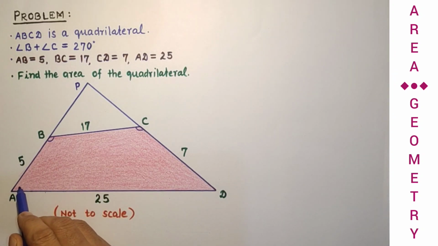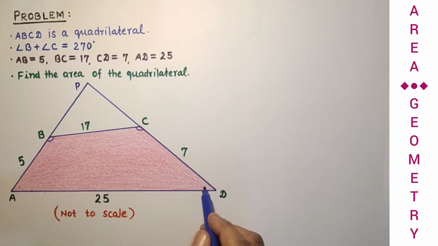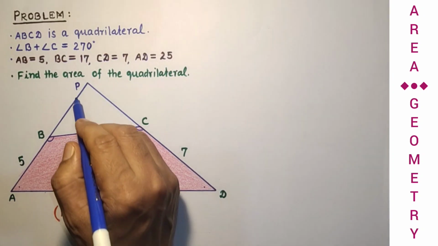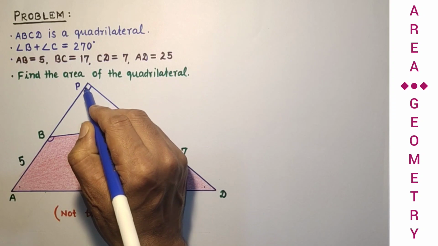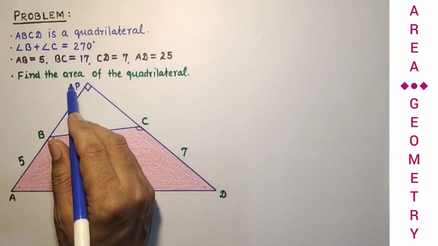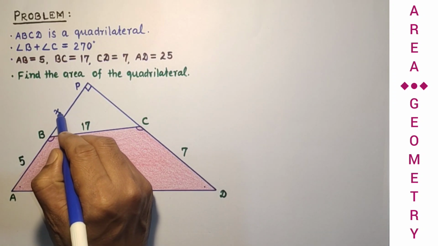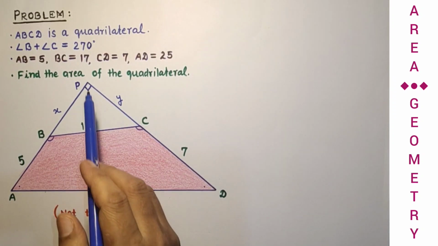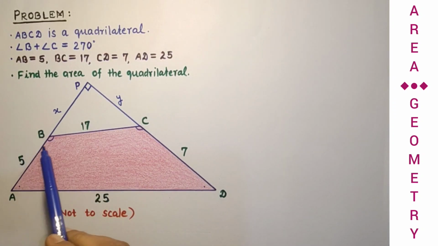Since the sum of these two angles is 90, because the sum of these two given is 270, so this is 90, therefore this angle will be 90 degrees. So triangle PAD will be a right angle triangle, and we can use Pythagoras theorem here. So let us suppose this PB part is x and this PC part is y. We have two right angle triangles, so two times we are going to use Pythagoras theorem.